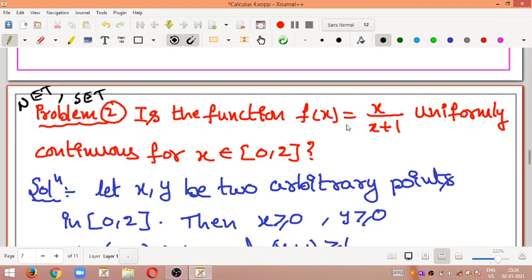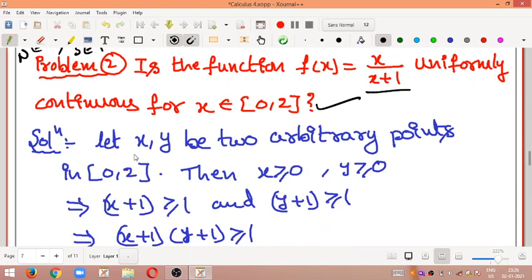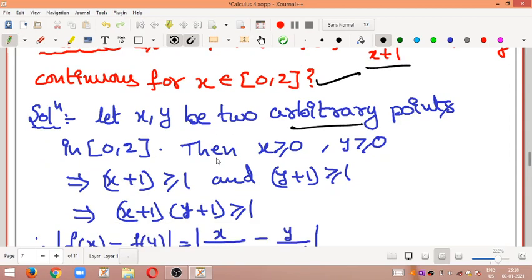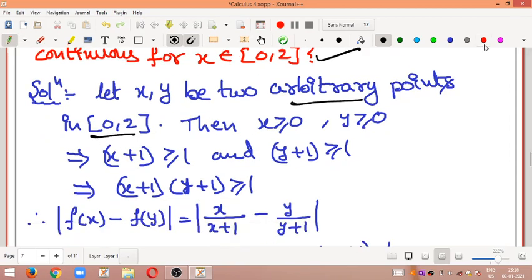So, is the function f of x equal to x by x plus 1 uniformly continuous for x belonging to this interval? We want to check it. For this purpose, let x, y be two arbitrary points in this interval. Then x is greater than or equal to 0 and y is greater than or equal to 0. By adding 1 on both sides, x plus 1 is greater than or equal to 1, and y plus 1 is greater than or equal to 1.